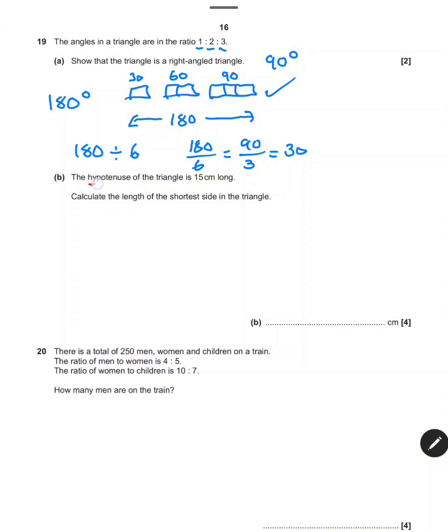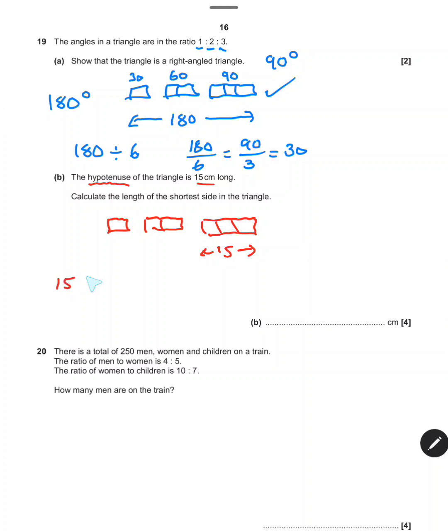Part B says the hypotenuse, which is the longest side, is 15 centimetres. What is the length of the shortest side? Well, I'm going to go back to my ratio, because if the angles are in this ratio, then the sides will be in this ratio as well. So I've got 1 to 2 to 3. And it says the hypotenuse, the longest side, is 15. So I'm just going to share 15 across this longest part of the ratio.